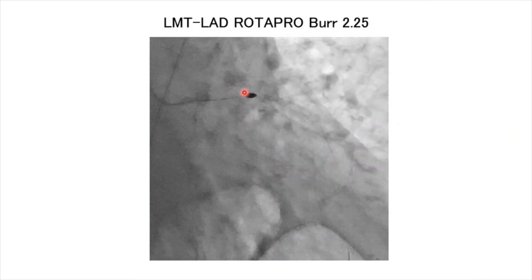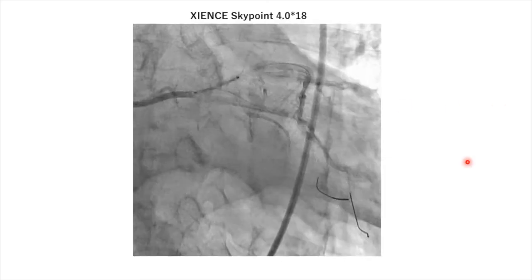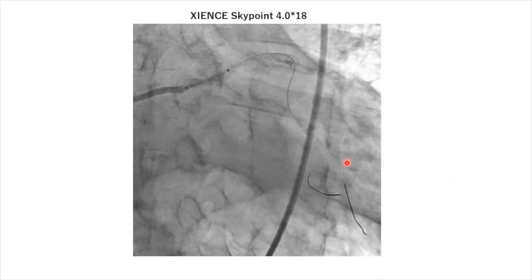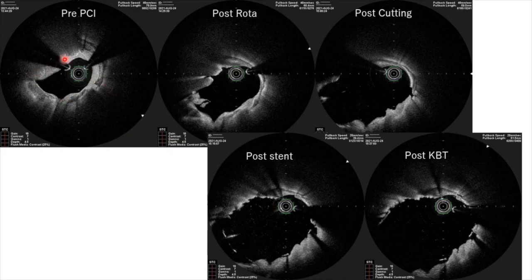For the left main trunk to LAD, this is a straight vessel, so we did rotational atherectomy primarily from the LMT to the LAD, and a Xience Sierra 4.0 by 18 was implanted from the LMT to the LAD. We crossed the guidewire to the circumflex, and the recrossing point looks okay. This is the stent link here, and this is the LMT distal stenosis lesion. The rotational atherectomy effect was seen here, and cutting balloon made a crack here. Post stenting and post kissing balloon, you can see the circumflex orifice wide open.